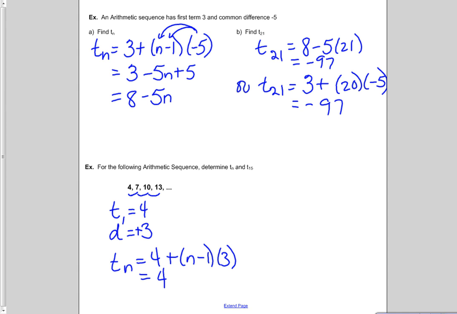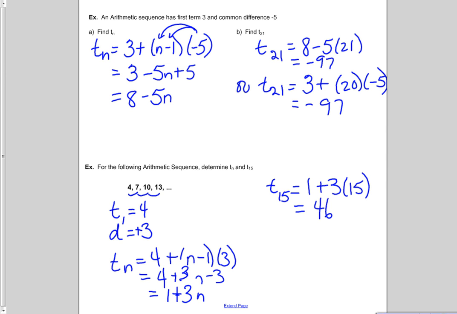And we can tidy that up. 4 plus 3n take away 3 would be 1 plus 3n. T15 is 1 plus 3 times 15, 46. So we got that T15 from our general term.